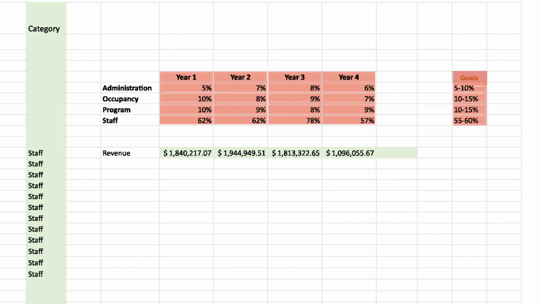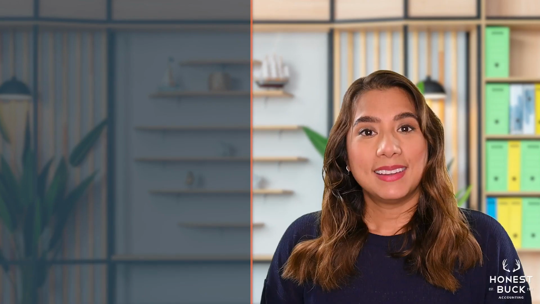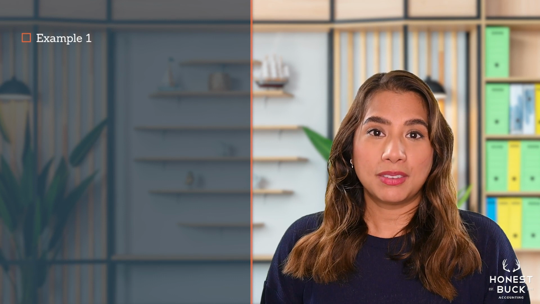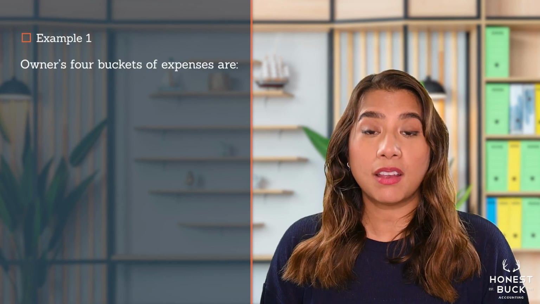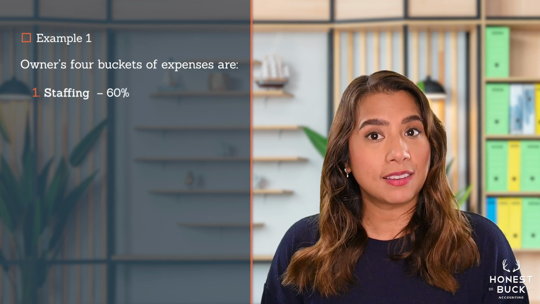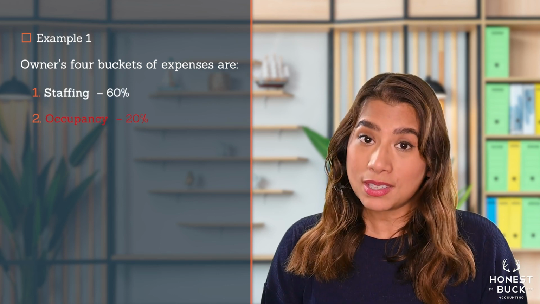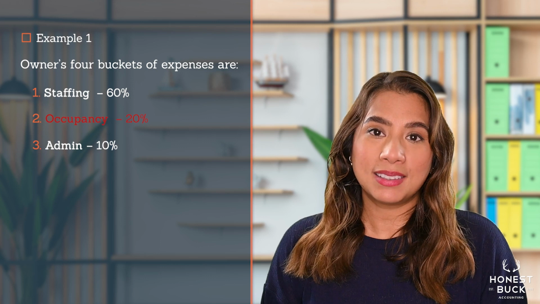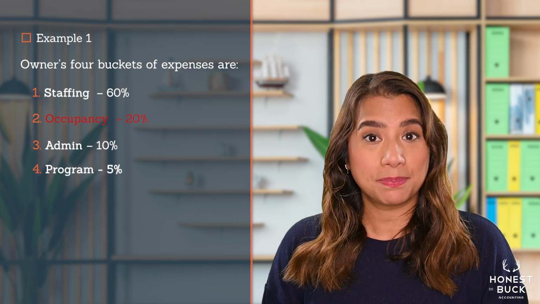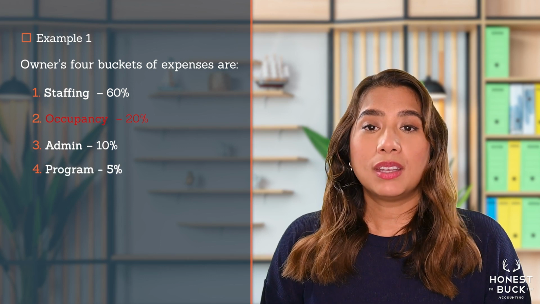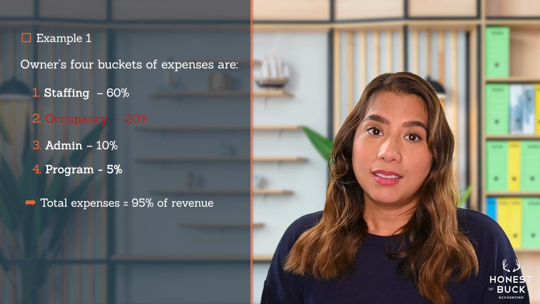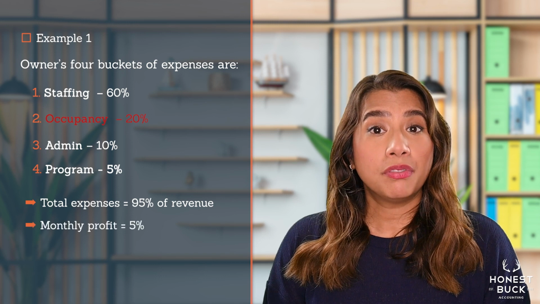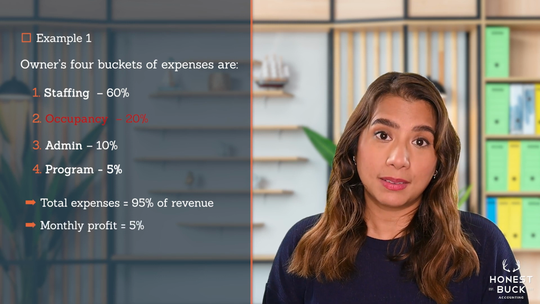This reduces again in year 4, getting back on track. Let's take a look at a couple of scenarios. In the first example, this daycare owner's 4 buckets of expenses are as follows. Staffing is 60%, occupancy is 20%, admin is 10% and program is 5%. When we add these up, we can see that their total expenses are 95% of revenue. This leaves the business owner with a small 5% profit each month.